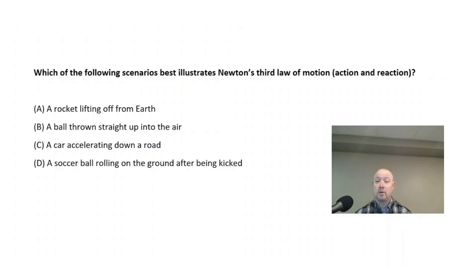All right, so with Newton's third law of motion, we're looking for an equal and opposite reaction. For every action, there is an equal and opposite reaction. So if we look at our choices here, the only choice that would be an equal and opposite reaction would be a rocket lifting off from Earth. The thrust of the rocket booster is forcing down energy, which is creating an opposite reaction, which is forcing the rocket up into the air. So the correct answer here would be choice A.